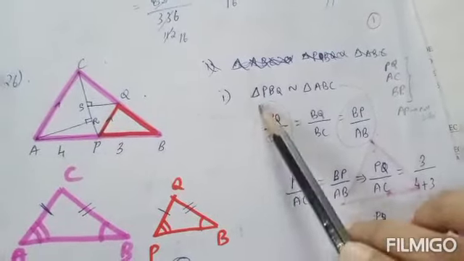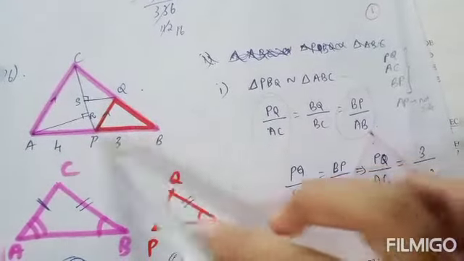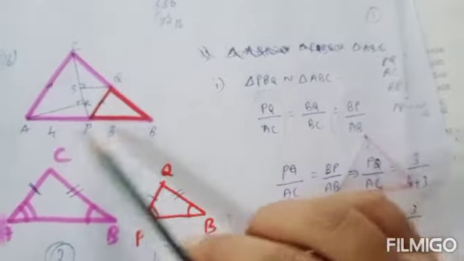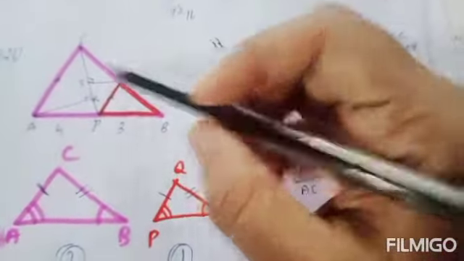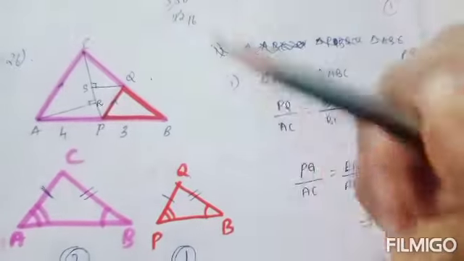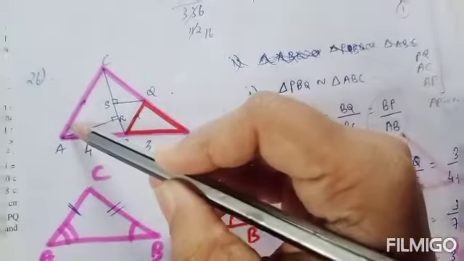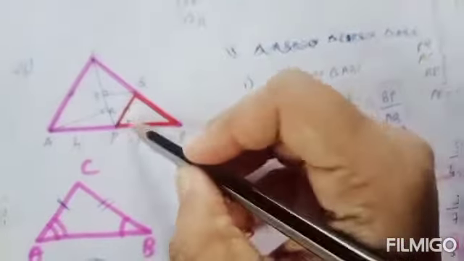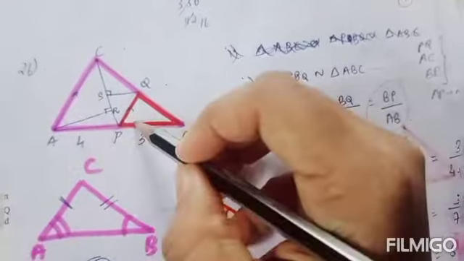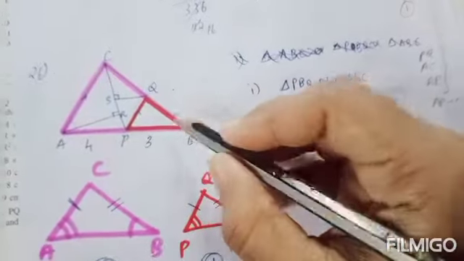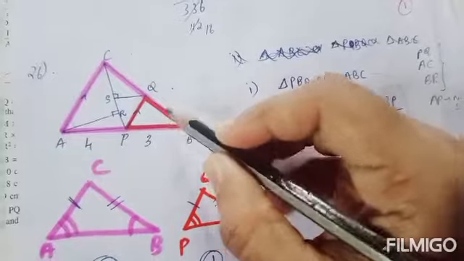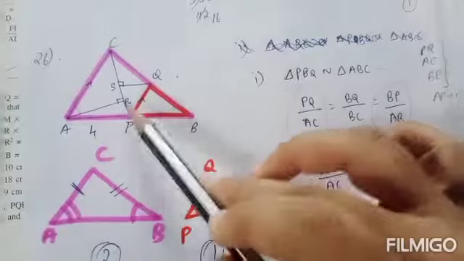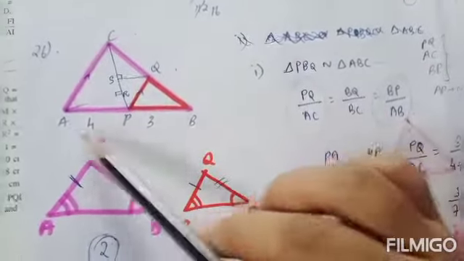So it is triangle PBQ, this triangle, and triangle ABC, this full triangle. Now these two triangles are similar, we know. Since PQ is parallel to AC, angle CAB and angle QPB are corresponding angles, so they will be equal. Now angle B is common to both the triangles. So angle B equal to angle B we got. So triangle PQB is similar to triangle ABC.